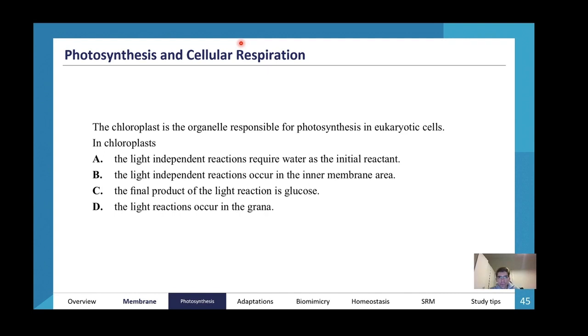So let's go through some VCAA-style questions to see if you understood what I've said so far. The chloroplast is the organelle responsible for photosynthesis in eukaryotic cells. In chloroplasts, A: the light-independent reactions require water as the initial reactant. B: The light-independent reactions occur in the inner membrane area. C: The final product of the reaction is glucose. D: The light reactions occur in the grana. The answer is D, that the light reactions occur in the grana.